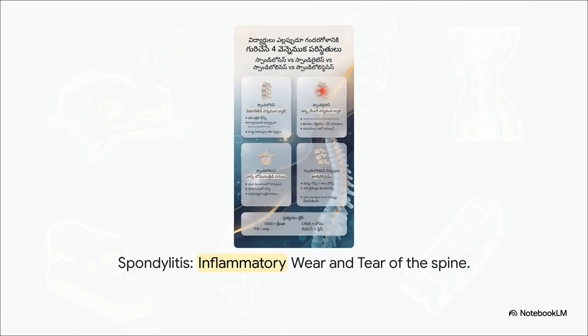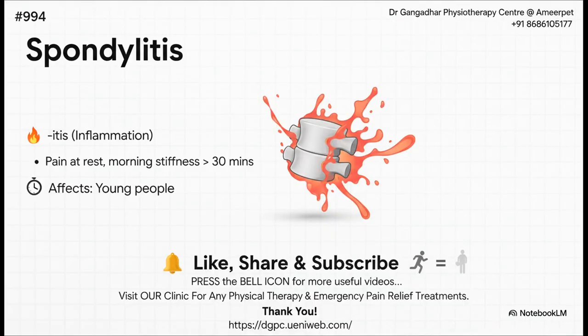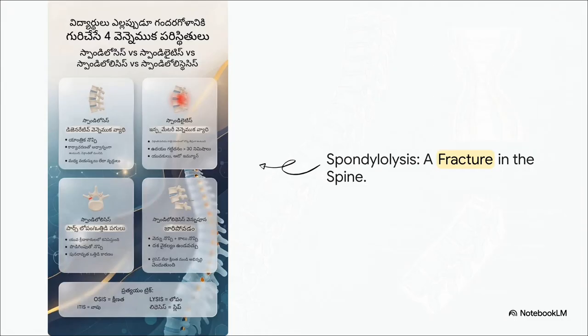Okay, now let's switch gears to spondylitis. The suffix here is itis, and we know what that means, right? Inflammation. This is a completely different animal from simple wear and tear. And notice the huge contrast here. Spondylosis was about wear and tear. Spondylitis is an inflammatory problem. A lot of times it's linked to an autoimmune response. And look who it affects, younger people. The pain pattern is a dead giveaway too. It's often worse when you're resting or at night, and you get some serious stiffness in the morning that lasts a while.